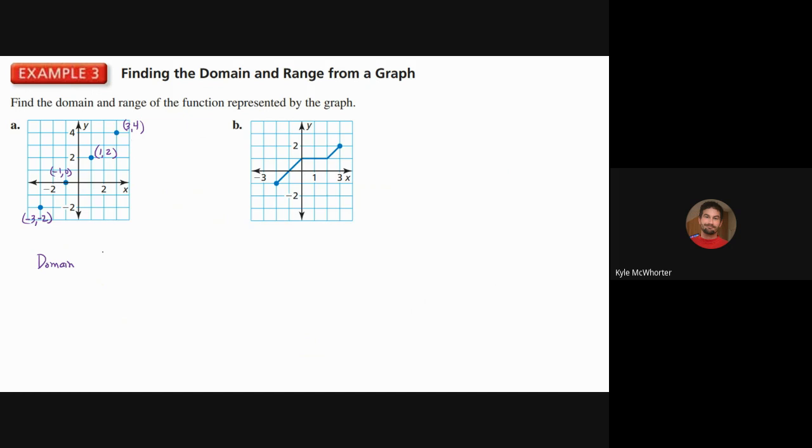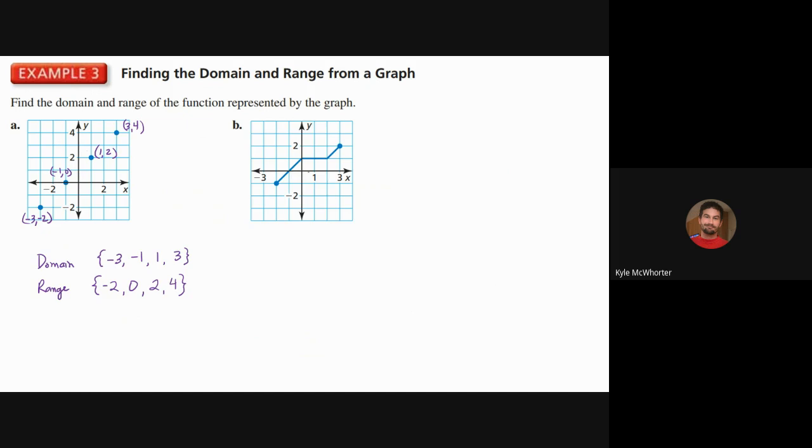So the domain, this is how you write the notation for a set. You just do a curly bracket. And then you can just list the members that are in the domain. -3 is in the domain, -1 is in the domain, 1 is in the domain, and 3 is in the domain. Then to find the range, it's just a set of all the possible output values. Well, those are the y values. So the possible y values are -2, 0, 2, and 4. So there's the domain and range of this function for A.